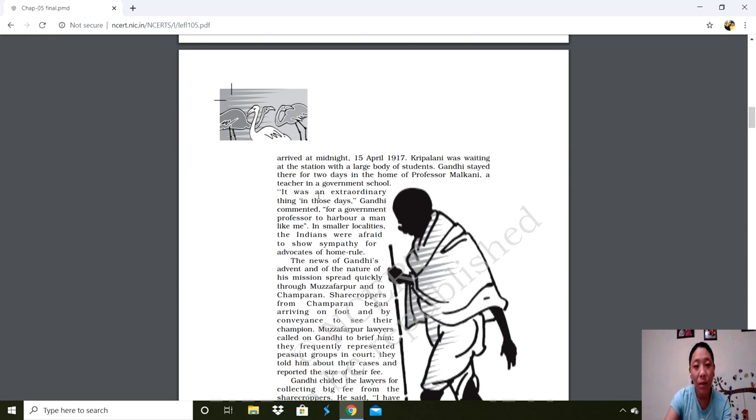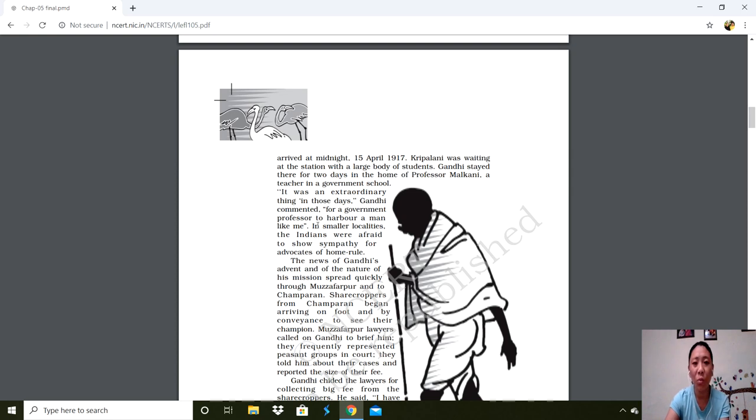Now here is an important sentence which you need to know. It was an extraordinary thing in those days, Gandhi commented. So this means that during those days, the Indian people were so scared of showing their support or sympathizing with Gandhi. The action done by Malkani was allowing Gandhi to stay at his own home for 2 days. So that was something extraordinary in those days. Those days means when India was still under British rule.